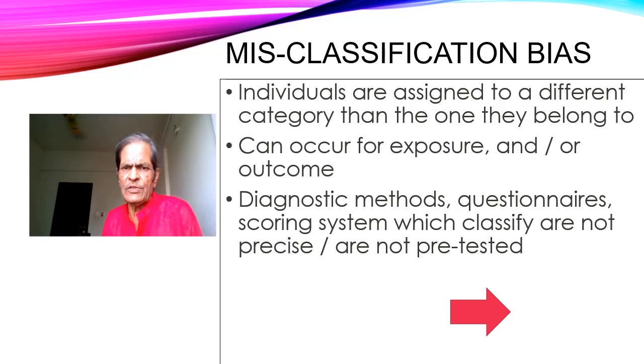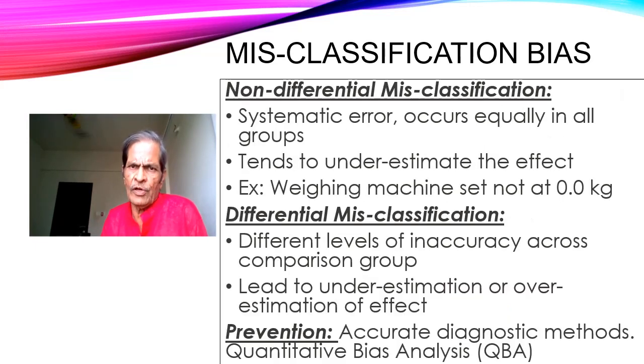This occurs because the diagnostic methods, the questionnaires, the scoring system which classify are not precise for categorizing the individuals into mild, moderate or severe category of exposure or mild, moderate, severe category of the disease. The diagnostic methods, questionnaires and the scoring system used for this categorization are not precise. They are not pre-tested. If this mistake occurs, then we say the misclassification bias has occurred or is likely to occur.